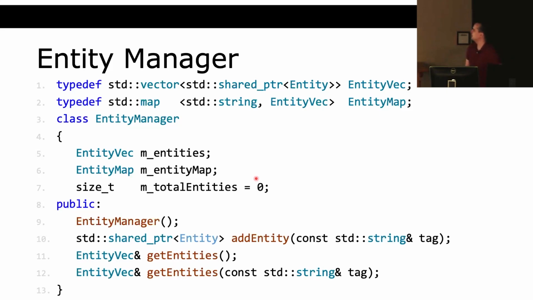And then the functions we have, well, we're going to have a constructor for our Entity Manager. We're also going to have a function which allows us to add an entity, okay? And I'll show how that addEntity function works in a second. Then we're going to have a function which gets us the vector of all the entities. That's just getEntities. And then I'm going to have a function which, if I pass in a tag, is going to give me the vector of all the entities of that tag. And so this is the basic functionality of the Entity Manager. It's going to be able to add entities and get entities and bookkeep all the stuff related to entities.